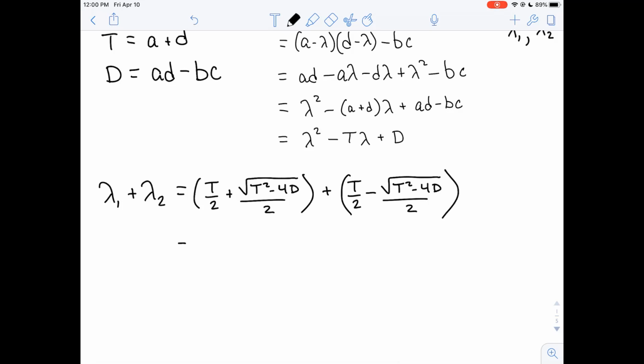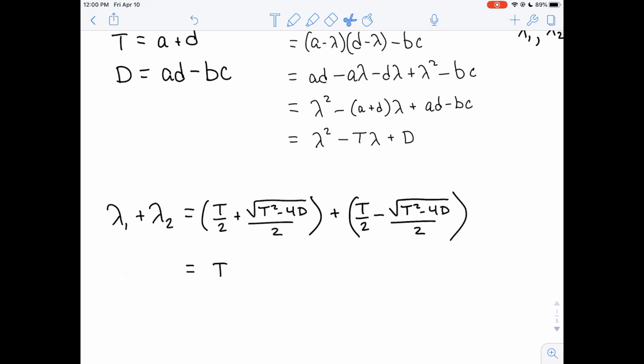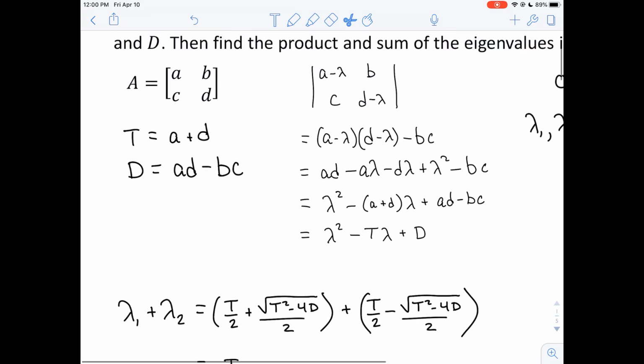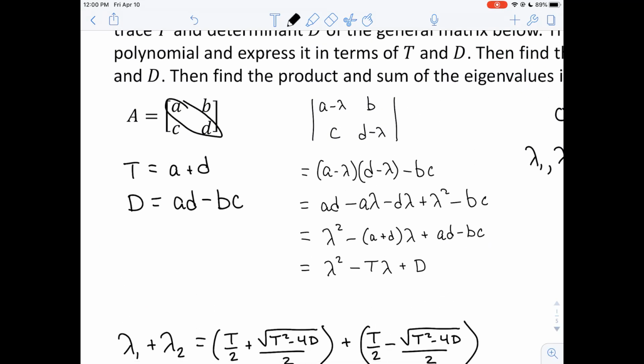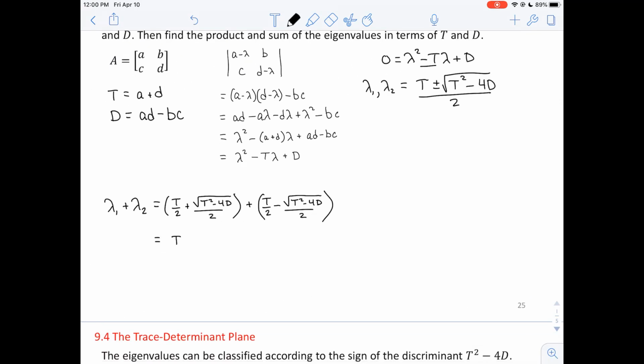And notice that we're going to wind up getting t halves plus t halves, so we're just going to get t out of this. And the other parts are going to cancel. Right? This part here is positive, but this one here is negative, and they're identical, so they're just going to cancel each other when you add. So we just get t. That's fascinating. Turns out that when you add the eigenvalues, you always get the trace. You always get the same thing as when you just look at the matrix and add the diagonals. That's very fascinating.